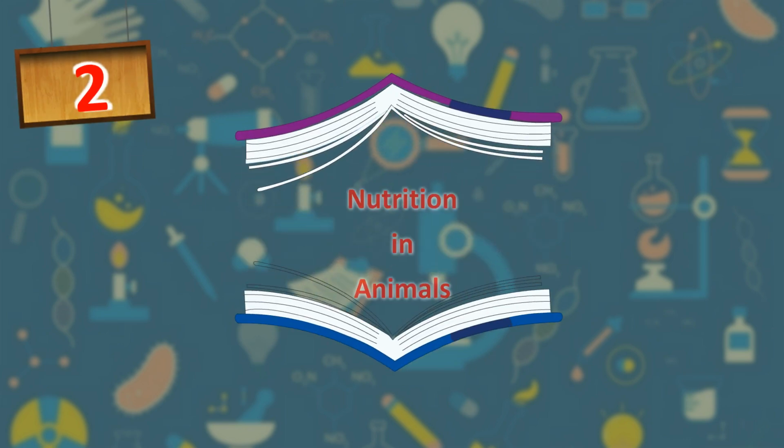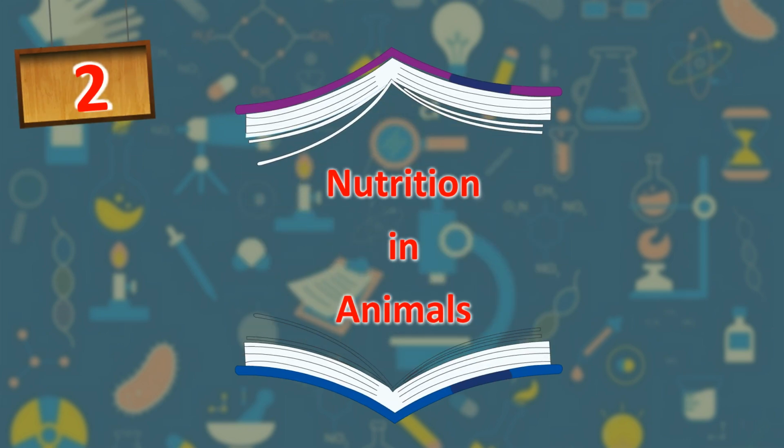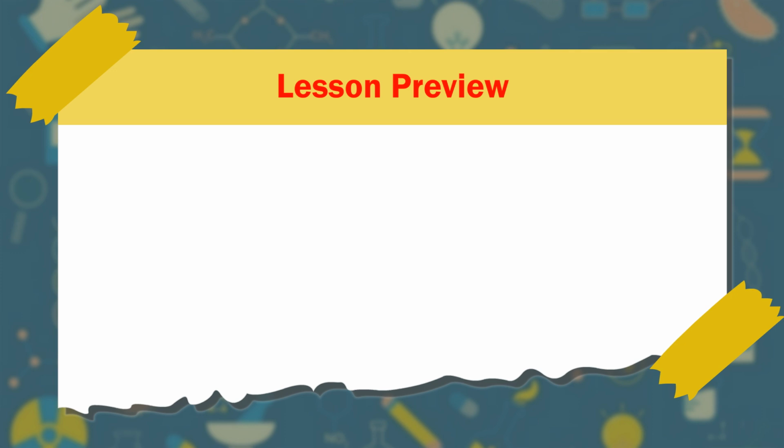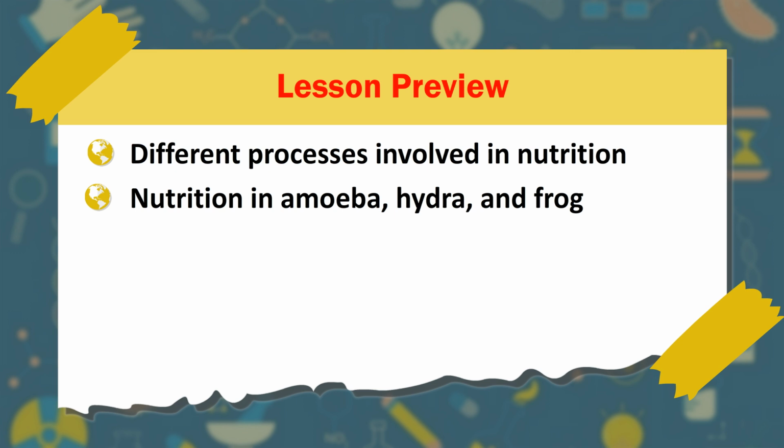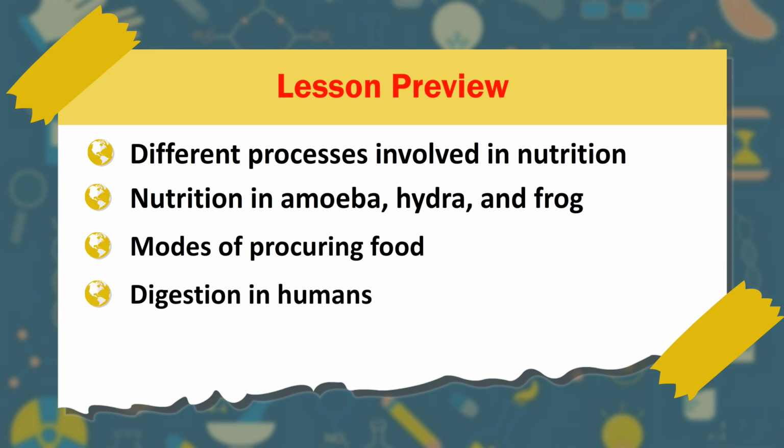Chapter 2. Nutrition in Animals. Lesson Preview. Different processes involved in nutrition. Nutrition in amoeba, hydra, and frog. Modes of procuring food. Digestion in humans.